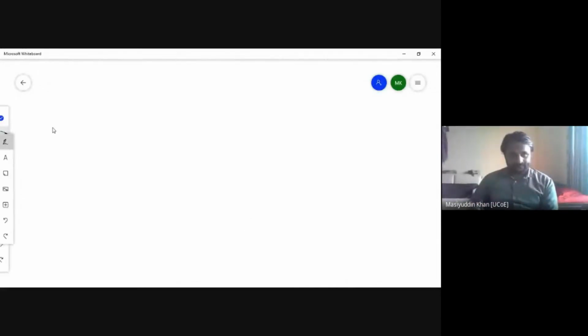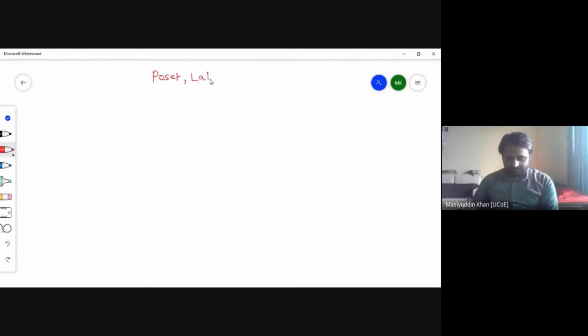So our next chapter is Poset, lattices and Boolean algebra. Very easy topic based on the relations and digraph and set theory.